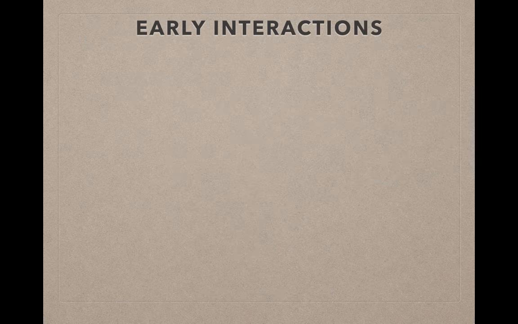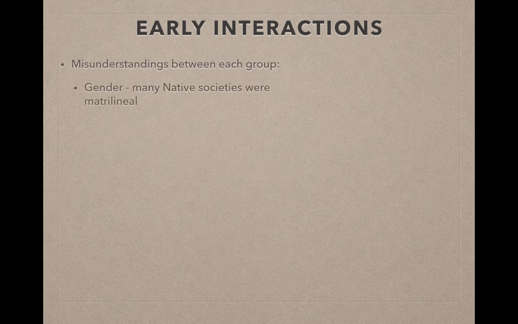Let's begin by talking about early interactions between natives and Europeans. There were many misunderstandings between each group of how each viewed the other's culture. We see this through gender relations. As we've talked about in previous videos, many Native American societies were matrilineal, whereas European societies tended to be patrilineal. So there are differences in gender relations within each society.